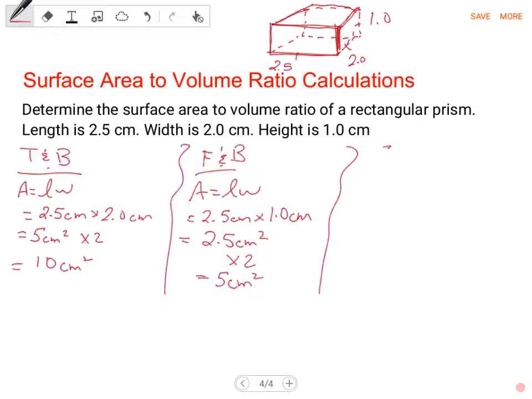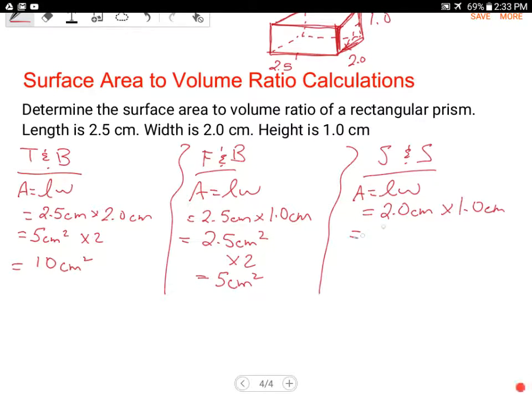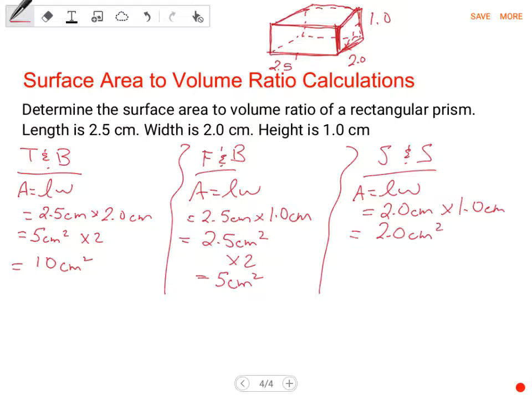Then you have the sides, side and side. So we're now looking at the side here. That's going to be area equals length times width, equals 2.0 centimeters times 1.0 centimeters, this dimension. That's going to give you 2.0 centimeters squared. Now remember, you have two sides, so multiply that by 2. That's 4 centimeters squared.